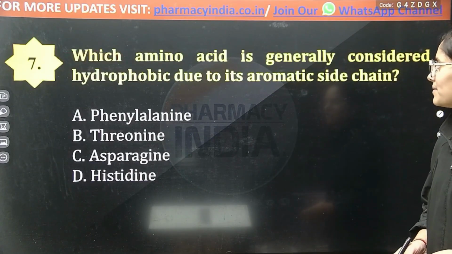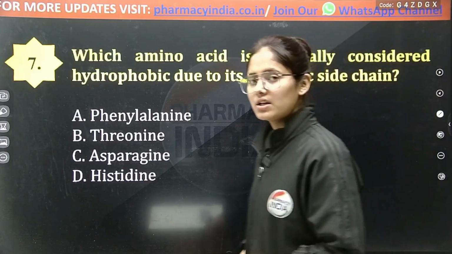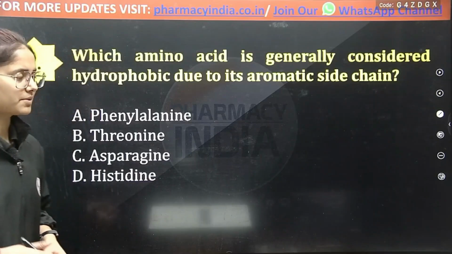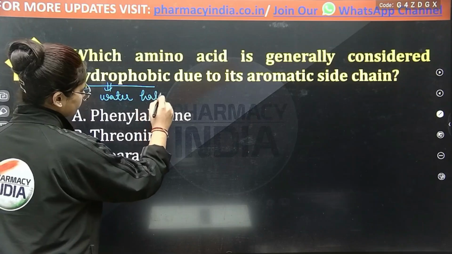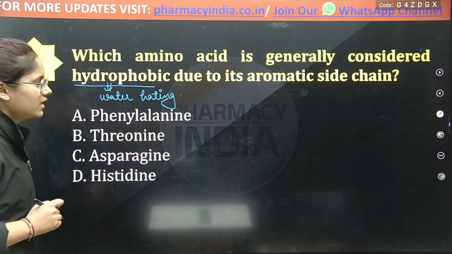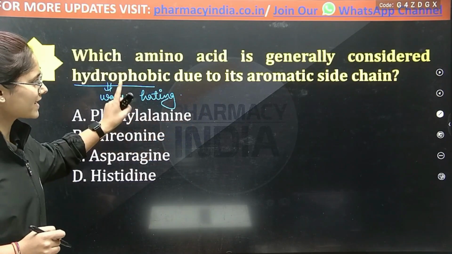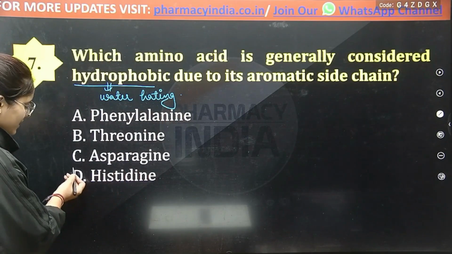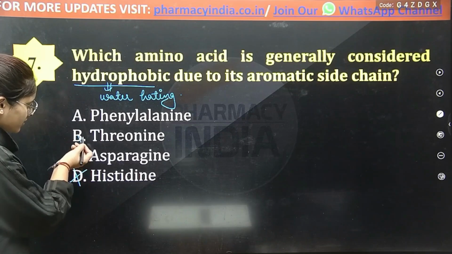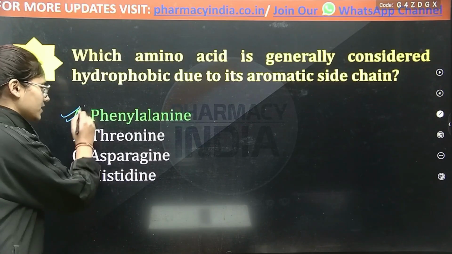Next question. Which amino acid is generally considered hydrophobic due to its aromatic side chain? What is the meaning of hydrophobic? Hydrophobic means water hating. Clear? The question is asking about 2 categories, hydrophobic and aromatic side chain. Histidine, asparagine or threonine do not contain an aromatic side chain. So obviously the correct option will be A, that is phenylalanine.